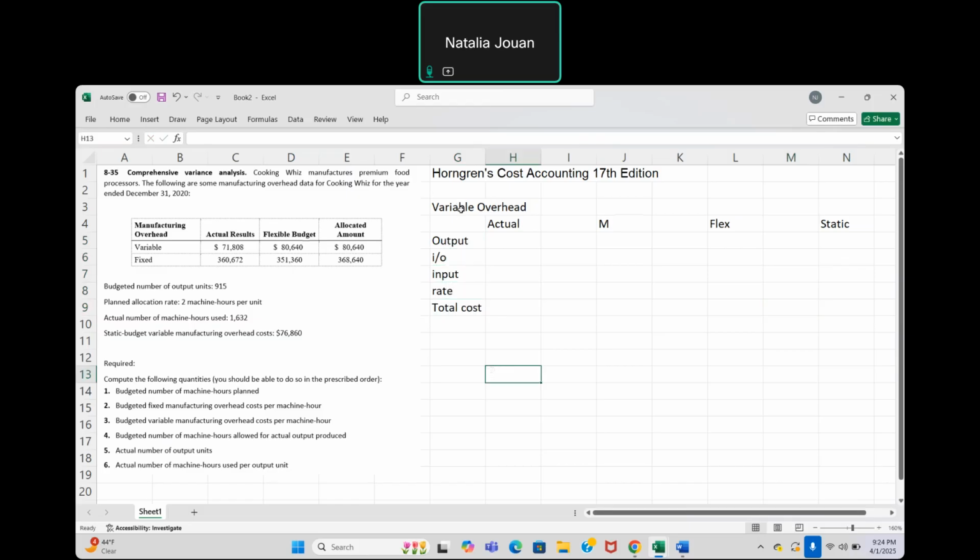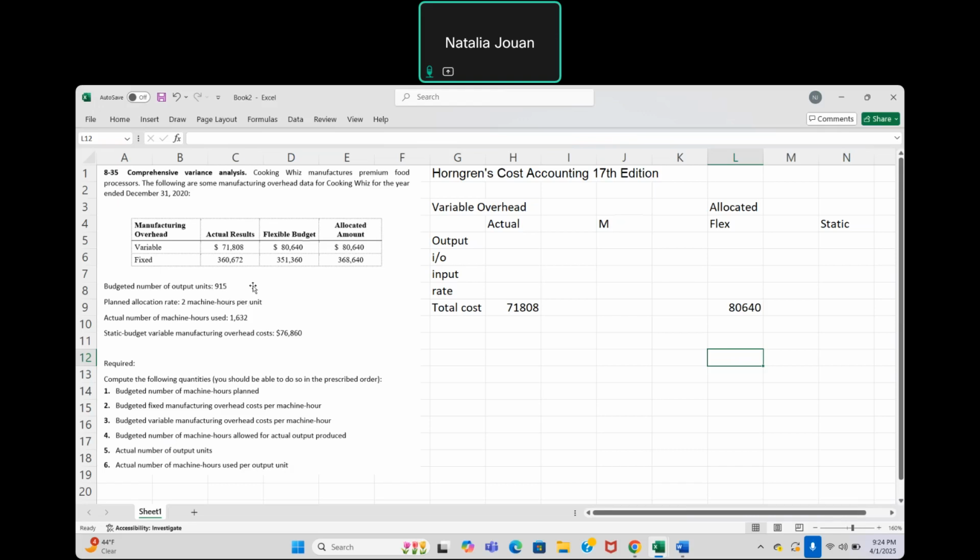Since this is the variable chart, we're only going to worry about variable information. So we have the actual results, which is the total cost, 71,808. Then we have the flexible budget, 86,40. And again, this is also the allocated, so we do not need another column. It's not the same thing, but it's built the same way. We're going to be using the actual output times the standards, so we can have both in the same column under the variable overhead chart only.